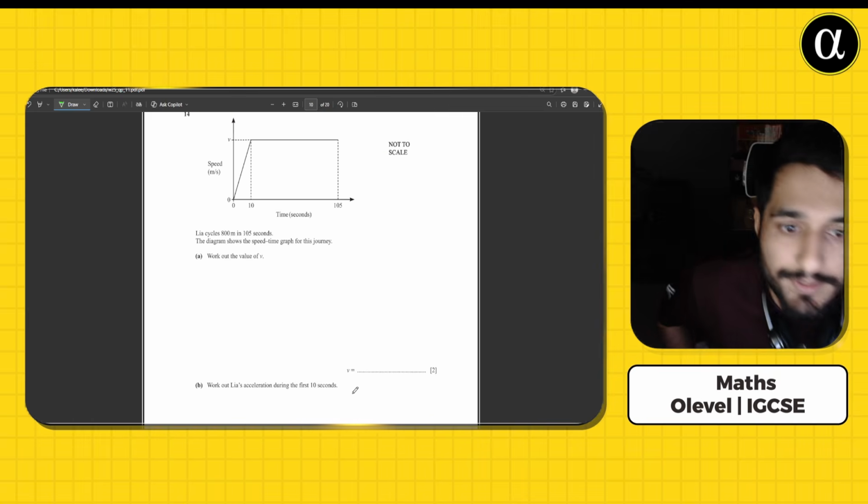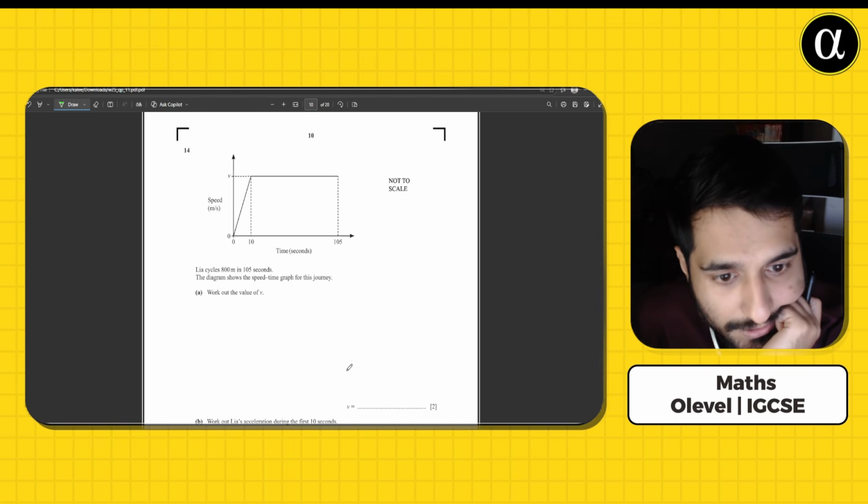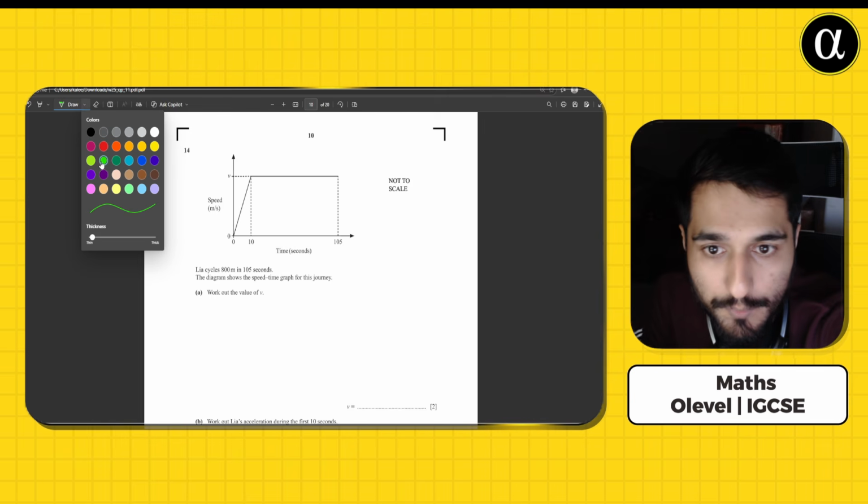Let's solve it further. Kinematics. Leah cycles 800 meters in 105 seconds. The diagram shows the speed time graph for this journey. Work out the value of v. How are we supposed to find v? Now, what do we know over here?